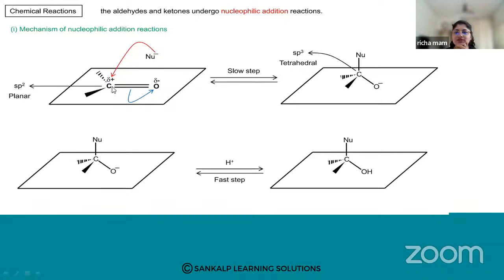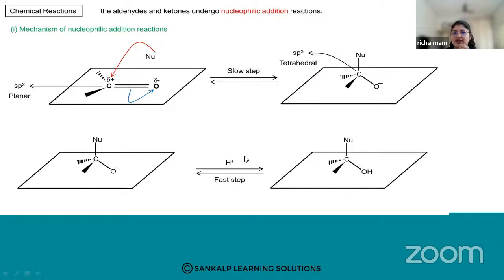The carbonyl group is a polarized bond. Because it is a polar bond, there will be development of charges. A partial positive charge will be developed on the carbon and a partial negative charge on the oxygen. As a result, it undergoes a slow step where the sp2 hybridized carbon turns into a tetrahedral carbon, with sp3 hybridization and a tetrahedral geometry, right?